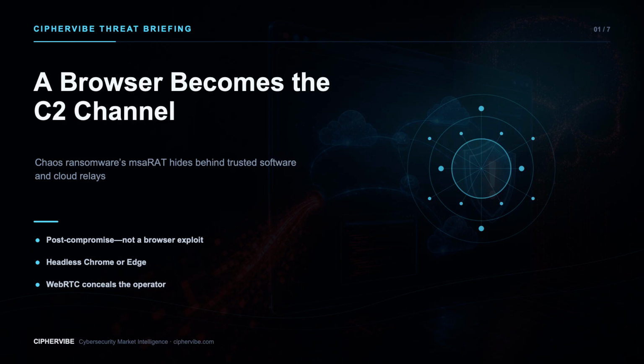That is the central technique in msaRAT, a Rust-based remote access Trojan documented by Cisco Talos and attributed to the Chaos ransomware group. This is not a Chrome or Edge vulnerability, and ordinary browsing does not install the malware. The attacker already has access to the Windows machine. The browser is being abused after compromise as an execution and communications layer.